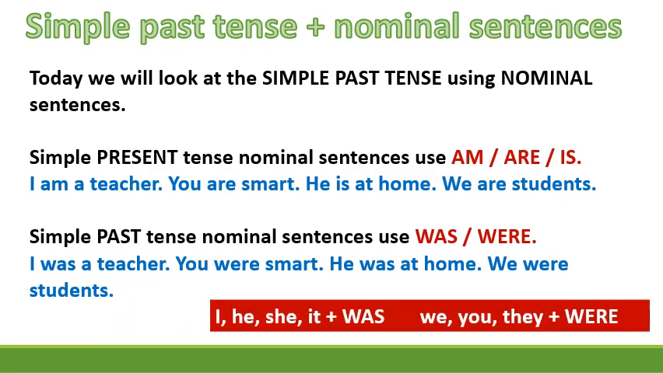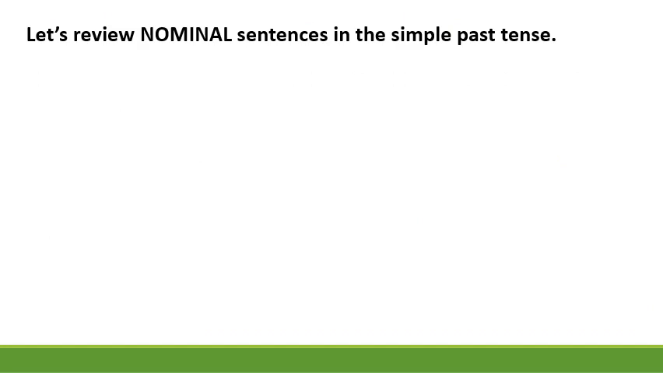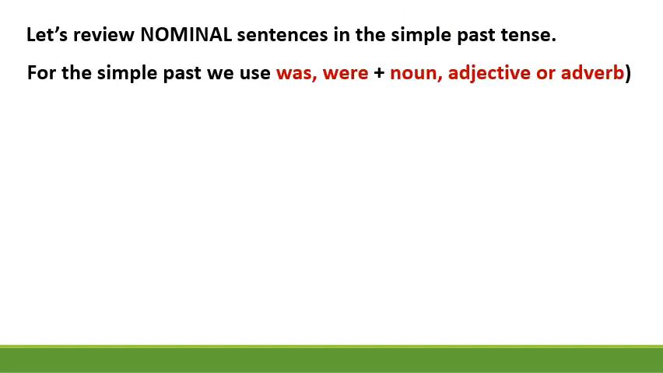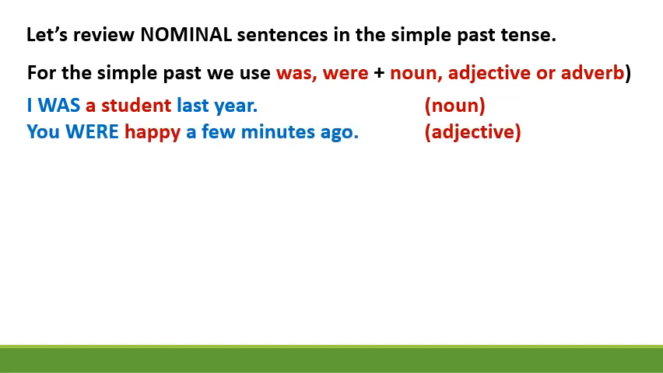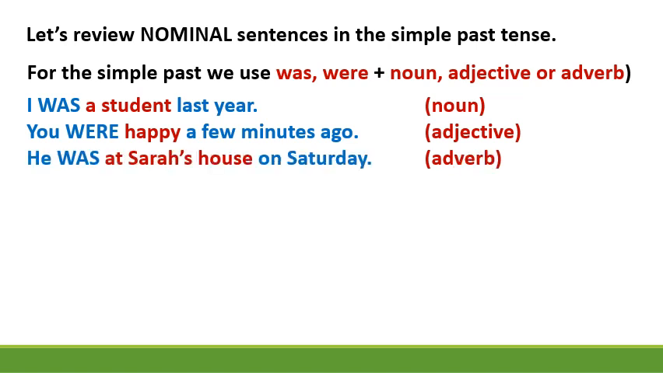I, he, she, it was; we, you, they were. Let's review nominal sentences in the simple past tense. For the simple past, we use was and were plus noun, adjective or adverb. For example, I was a student last year. Noun. You were happy a few minutes ago. Adjective. He was at Sarah's house on Saturday. Adverb.